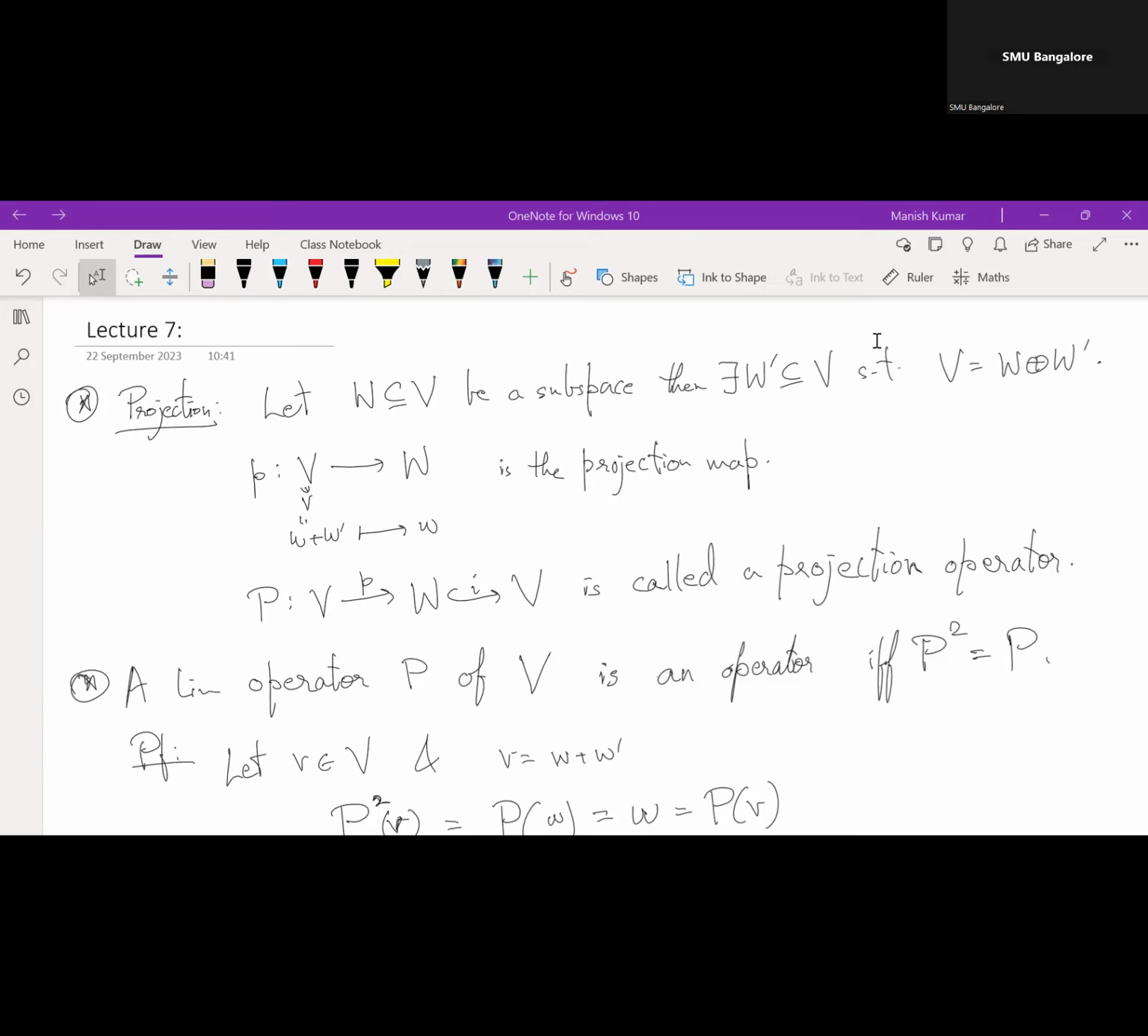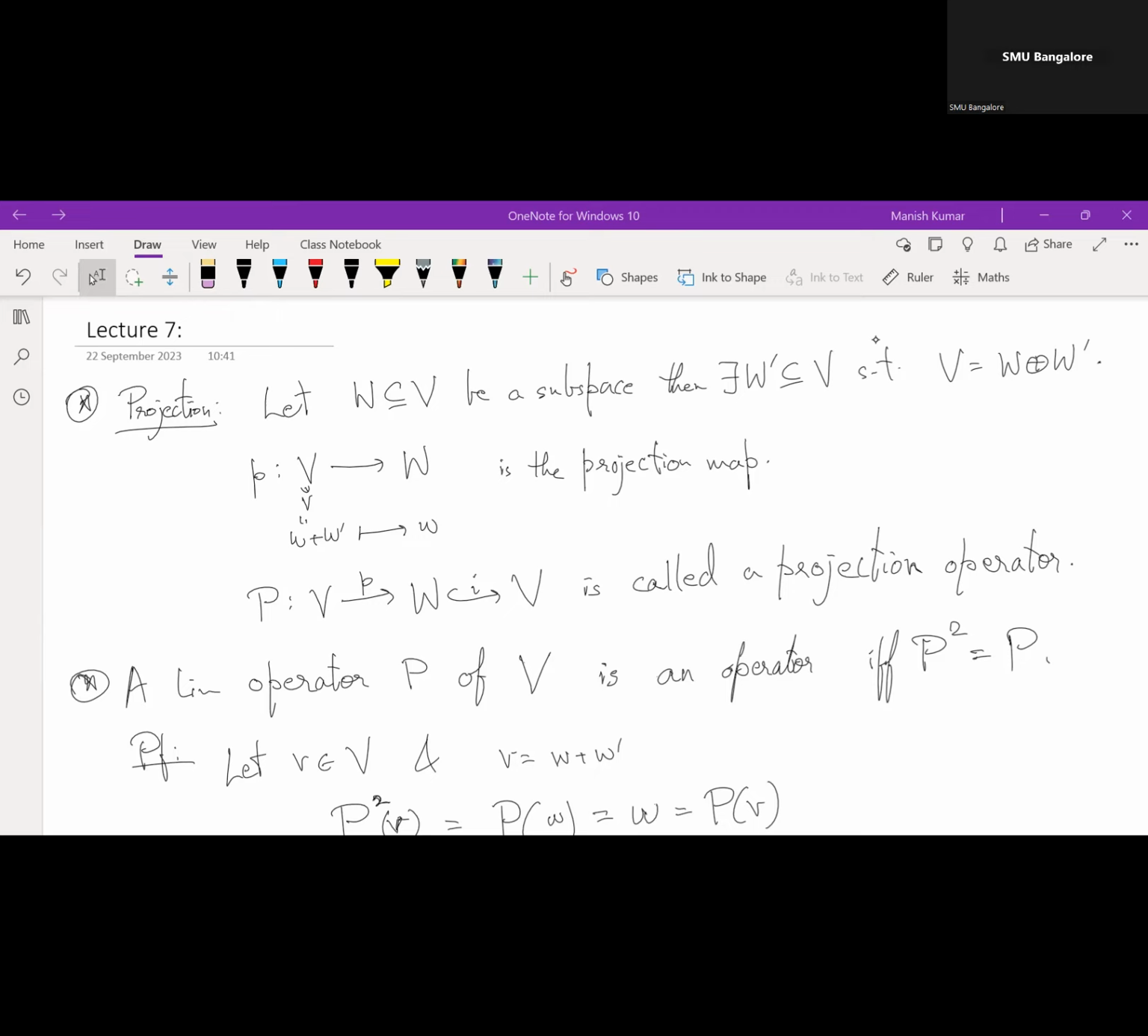So once V is the internal direct sum of W and W prime, you can map onto W. Any element v in V is some element in W plus some element in W prime, and that too uniquely because it's a direct sum. So you just send w plus w prime to w. This is the projection map, but to call it a projection operator, you think of W as a subspace of V, so it becomes a map from V to itself. You compose it with this inclusion, then it becomes a projection operator, an endomorphism of V.